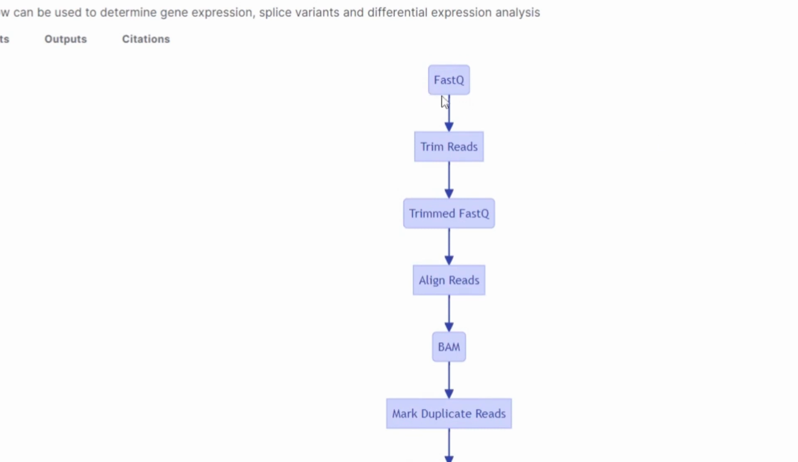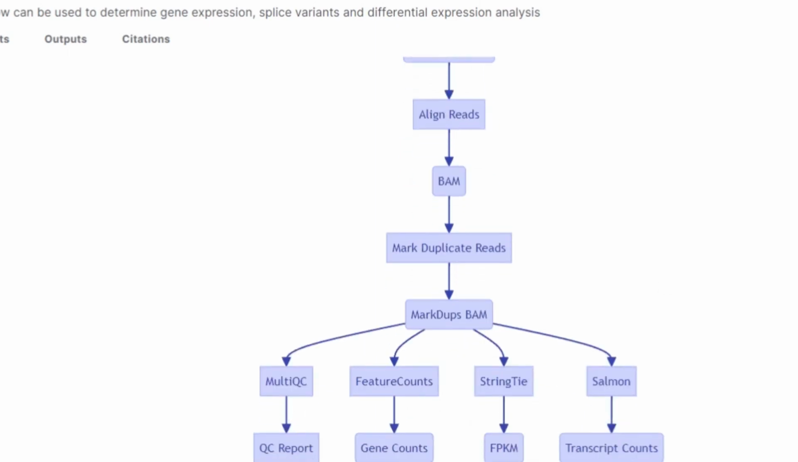Once we have the FASTQ files, they will be adapter and quality trimmed, aligned to the desired genome, and BAM files will be generated. We can get a QC report using MultiQC from the BAM files. We can generate gene counts using featureCounts, FPKM files using StringTie, and transcript counts using Salmon. And the final step is differential expression analysis.